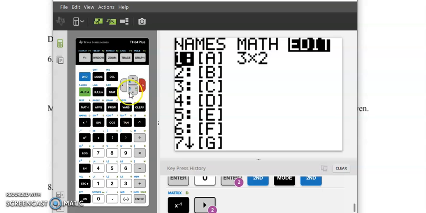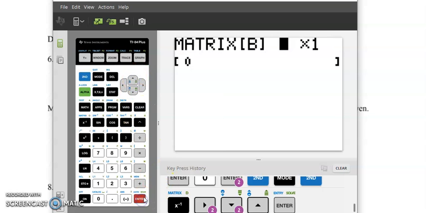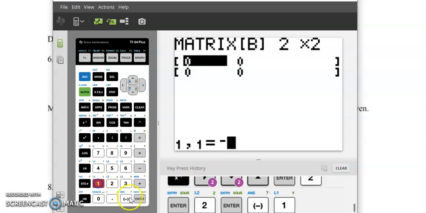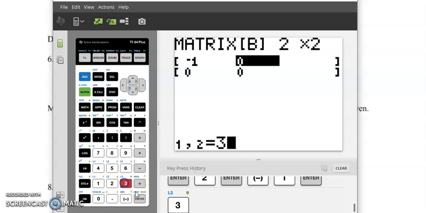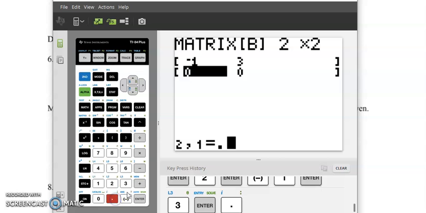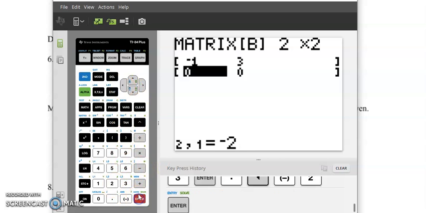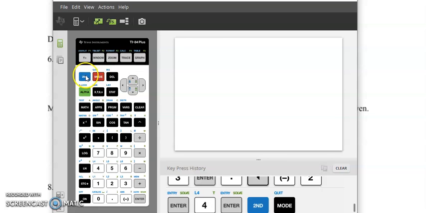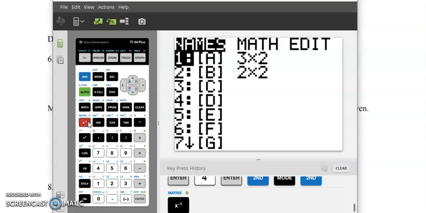Scroll over to edit again and now go down to matrix B. And in matrix B, we're going to put in a 2 by 2. So we type in 2, enter, 2, enter. And then we'll put in the elements of the matrix, -1, 3, oops, I put in a decimal, let me erase that, -2, and 4. Once again, before I start multiplying, I need to second quit out of the matrix. Now go back to second matrix, and we're just going to take A times B.